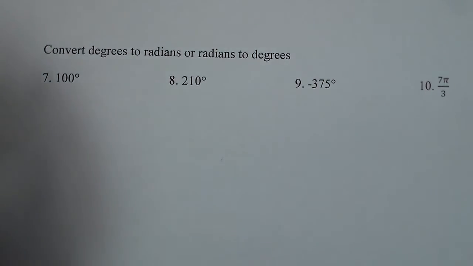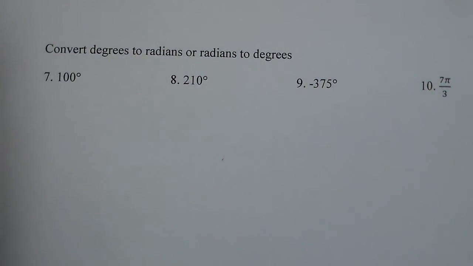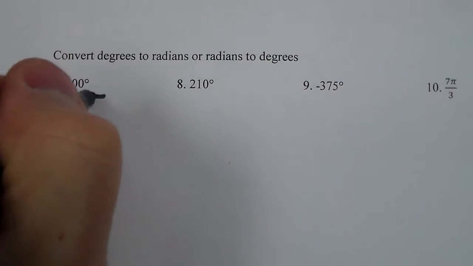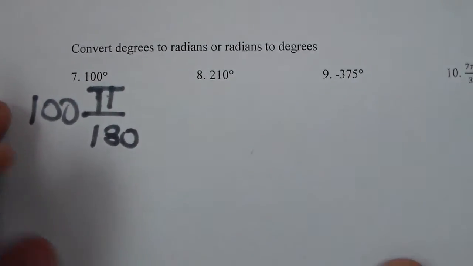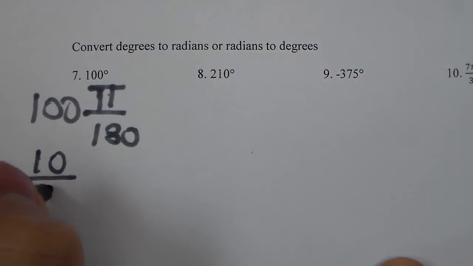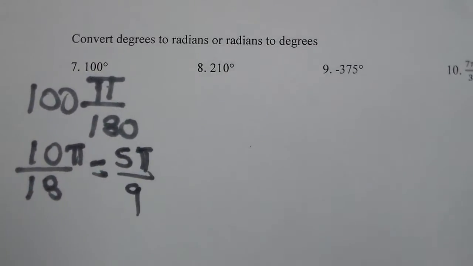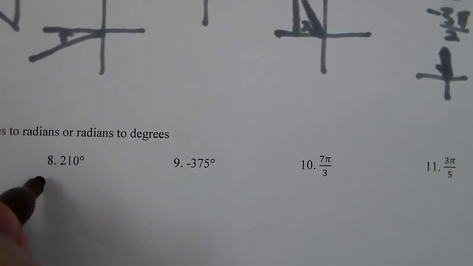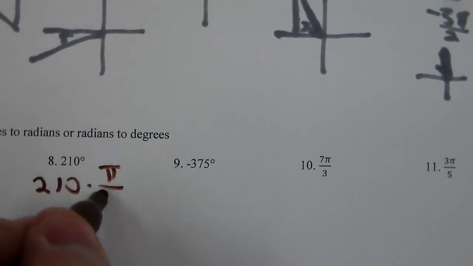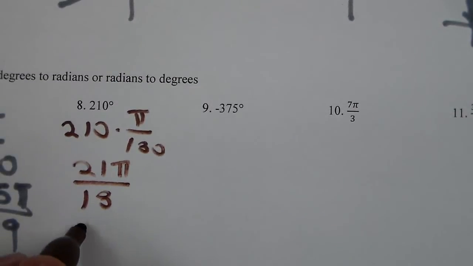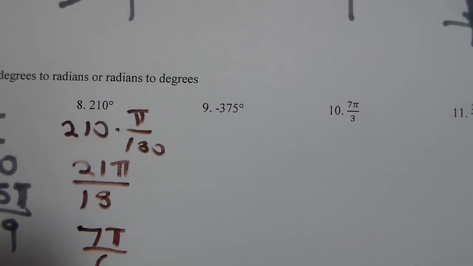Next we need to convert degrees to radians or radians to degrees. So I'm going to take 100 and multiply it by pi over 180. Now 100 over 180 I can quickly reduce to make that 10 over 18, and then go further, and that is now 5 pi over 9. Same process for 210. It's going to be 210 times pi over 180. Drop the zeros, I get 21 over 18. Then I can divide by 3, and I get 7 pi over 6.